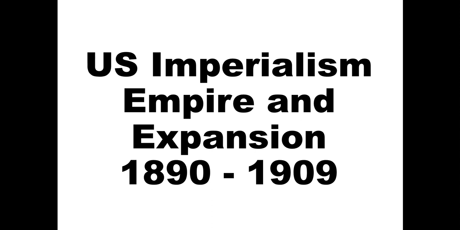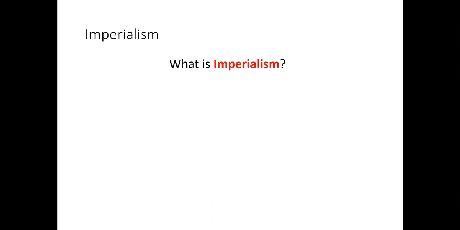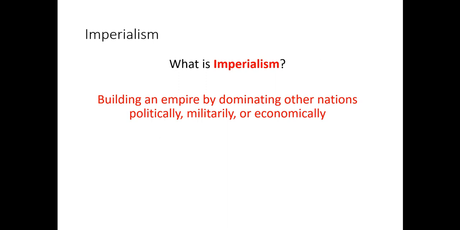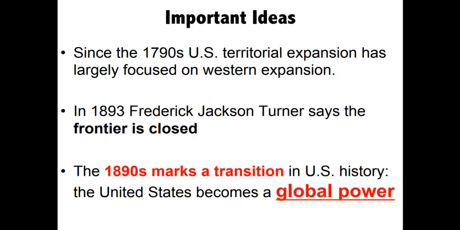I am your social studies teacher, and today we are going to focus on U.S. imperialism, empire, and expansion from 1890 all the way to 1909. But what is imperialism? Imperialism is basically building an empire by dominating other nations: first, politically; second, militarily; and thirdly, economically.